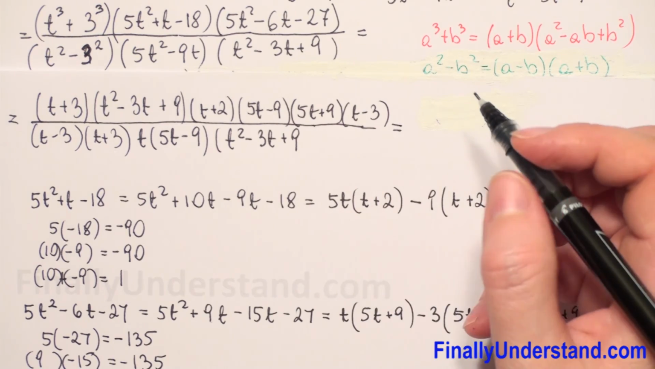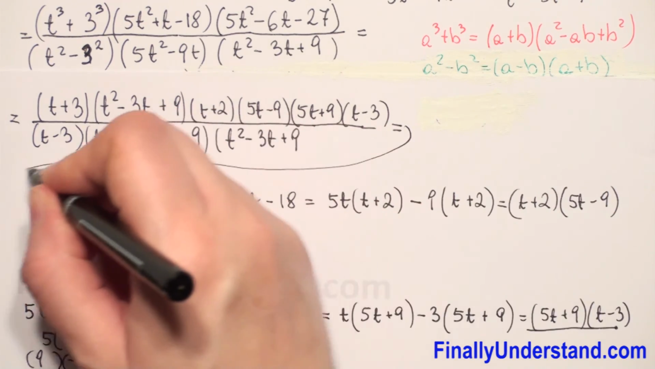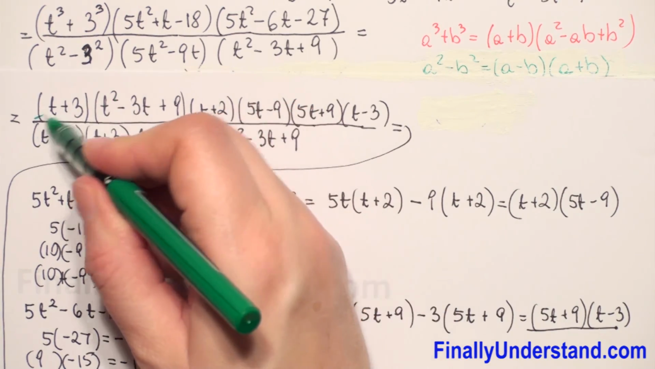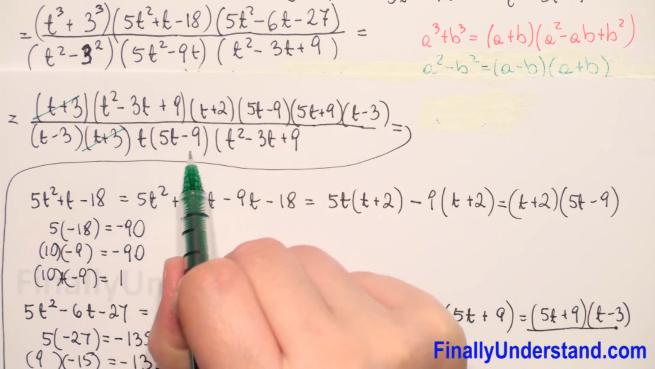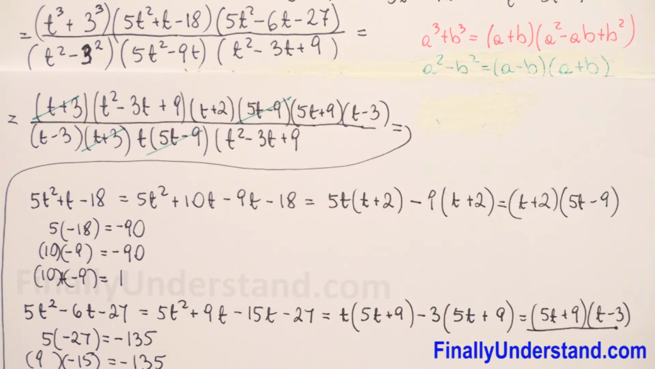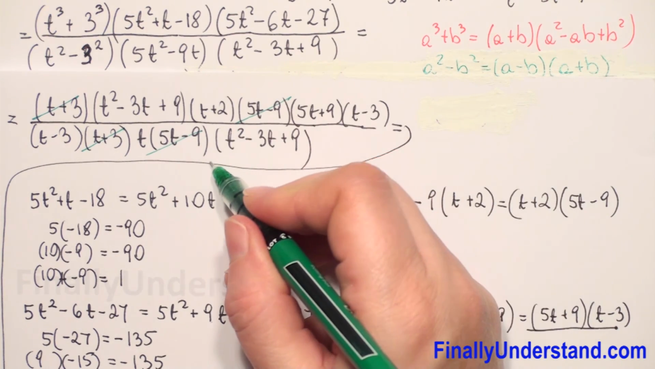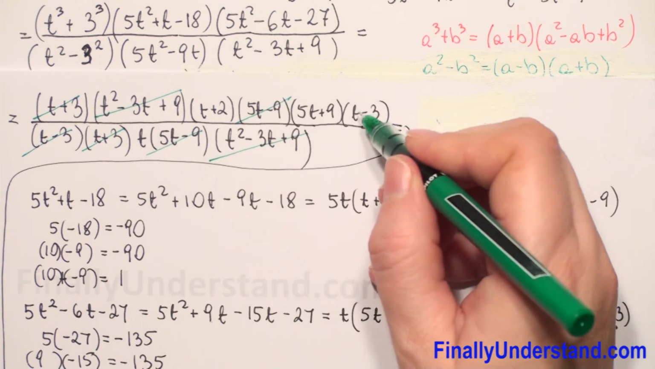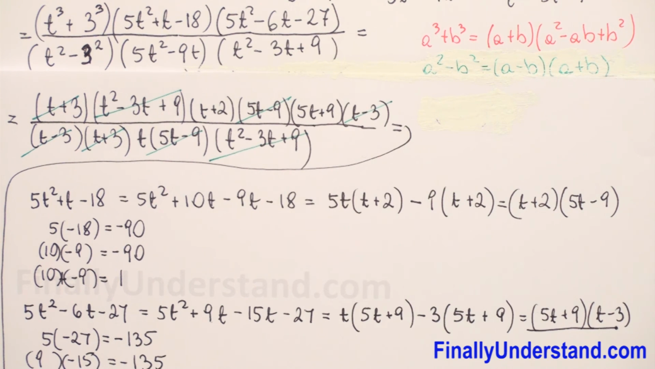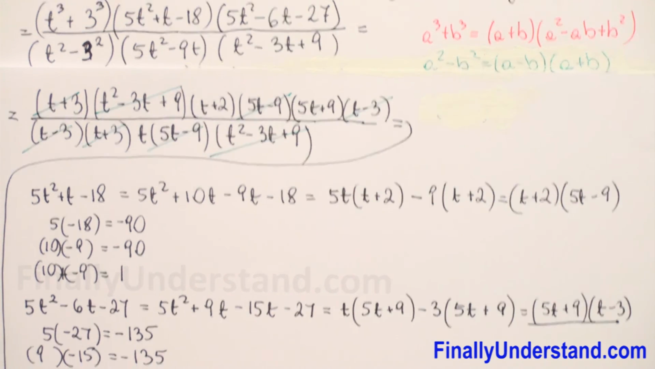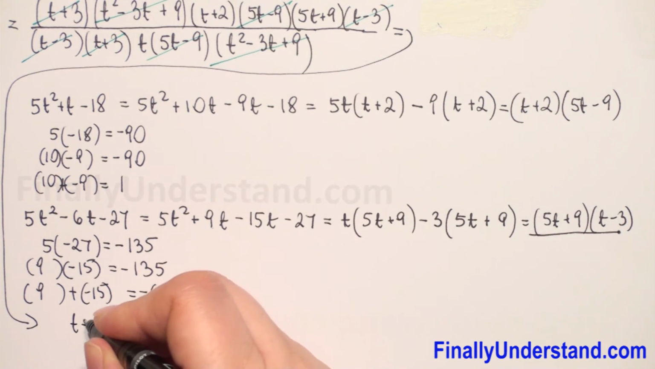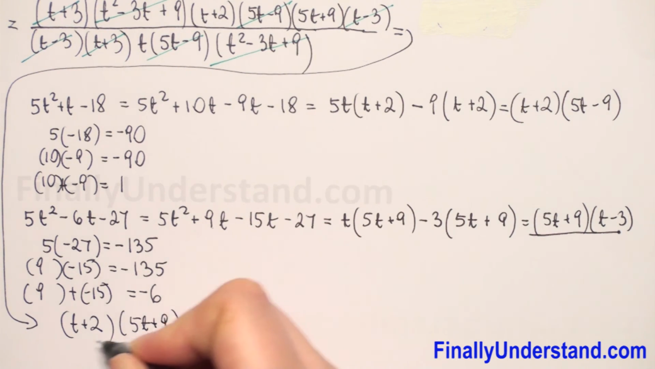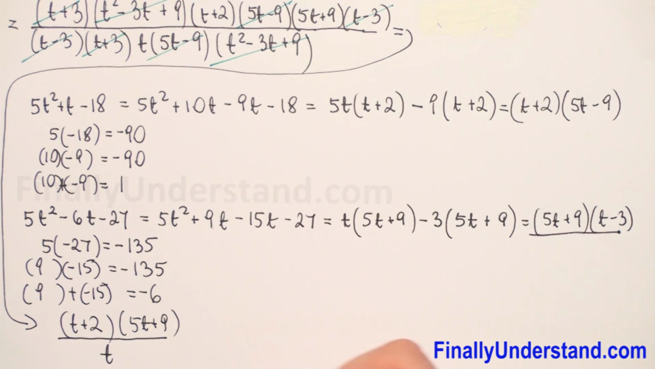So this is equal. What we see now is that we have multiplication, so we can reduce t plus 3 with t plus 3, 5t minus 9 with 5t minus 9, and t squared minus 3t plus 9. What else? We have t minus 3 and t minus 3. So now in the numerator we have only t plus 2 times 5t plus 9 over t. This is my solution.